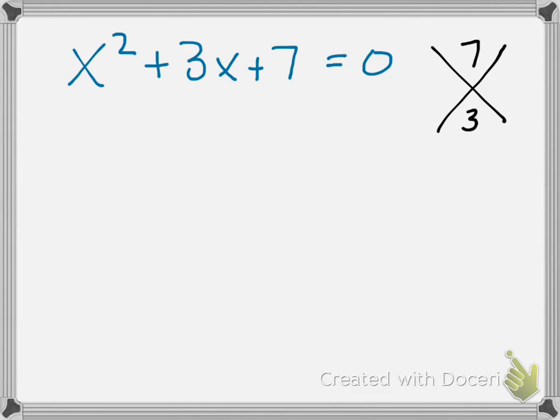So 7 on top, 3 on the bottom. Is there a combination that works to multiply to give me 7, but add to give me 3? And without much effort, I bet you could say, actually, there's nothing. Okay, so we can't factor this.